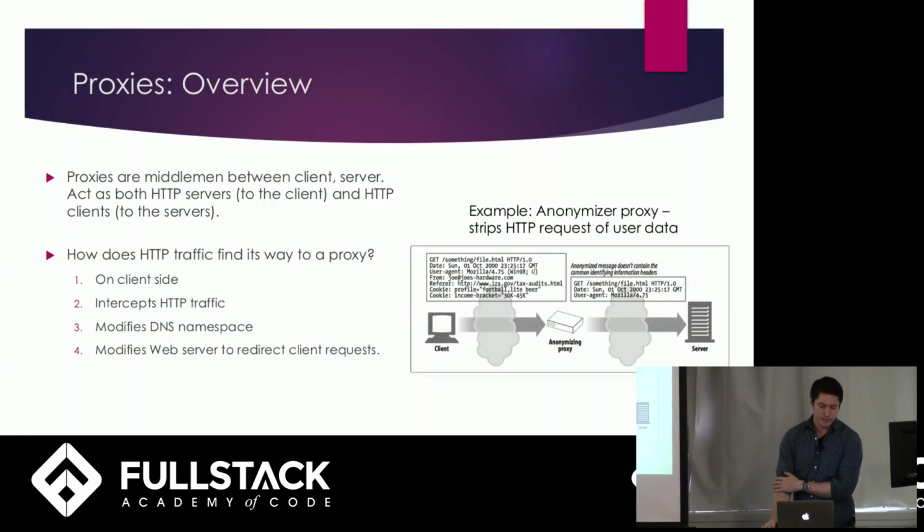So how does HTTP find its way to a proxy? You can either set up a proxy on the client side, which would be like an explicit content proxy that would filter out all adult content from the server coming back to the client. Or on the server side, you could have a proxy that filters out malicious attacks. It's often used for security, to intercept traffic and ensure that it's valid.